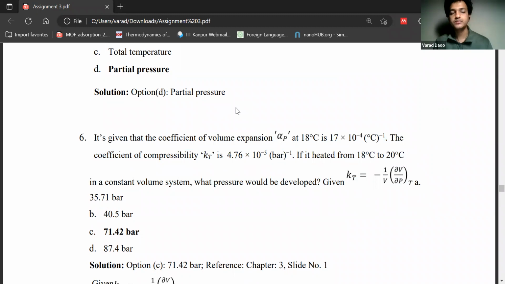What is given? Alpha P, the coefficient of volume expansion, also called beta, at this temperature and pressure has been given, and the coefficient of compressibility KT, the isothermal compressibility, has been given. And if it is heated from this temperature to this temperature in a constant volume system, what is asked is the pressure. And the expression has been given. Okay.